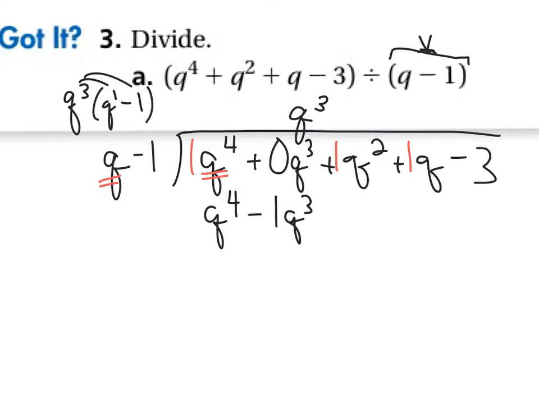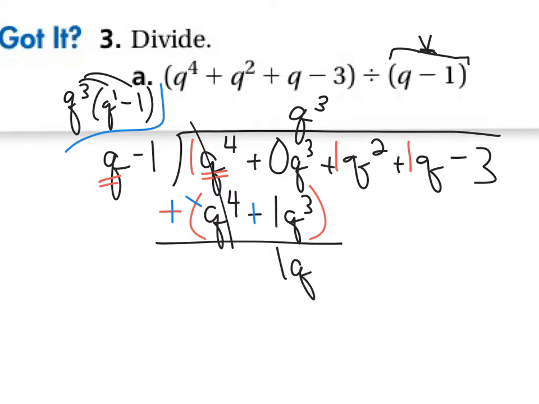And again, if you can do that without working it out to the side, you can. I wouldn't probably put it too close to your actual problem so you don't get confused about this. And then remember that we are going to be subtracting this, so we need to add the opposites here. So the q to the 4ths cancel out like they should. And then we bring this down, 1q cubed, and then bring down your next term, which is 1q².